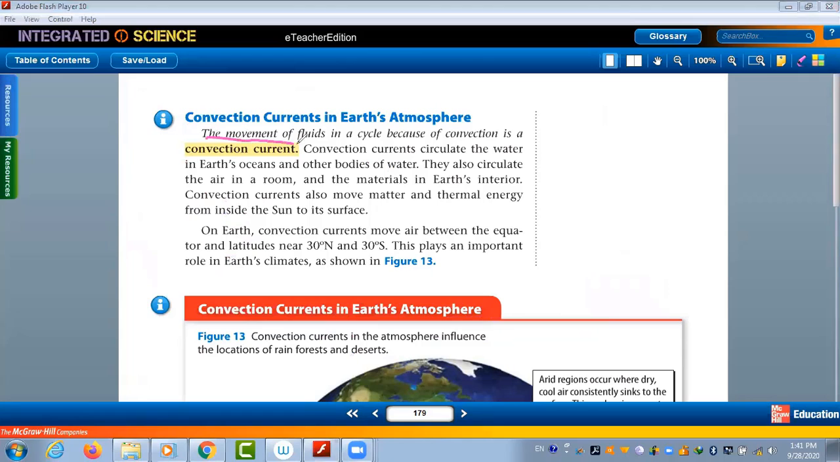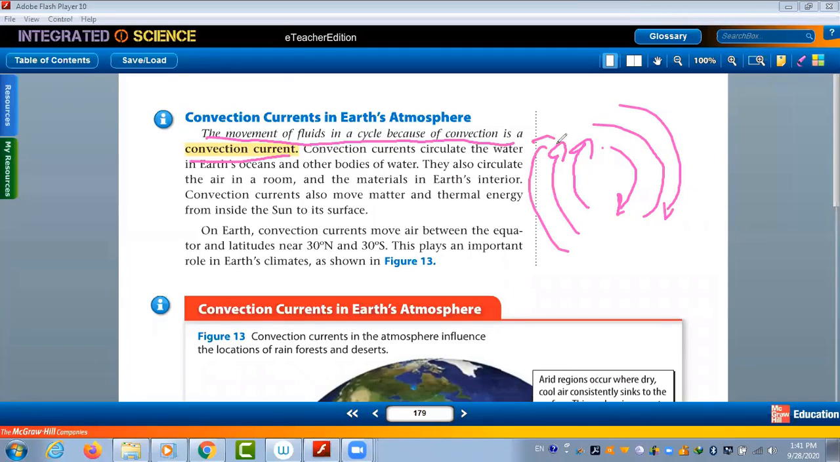Now, the movement of fluids in a cycle because of convection is called what? Convection current. So these currents make what? A cycle. They continue to move like this. They are forming what? Cycles.